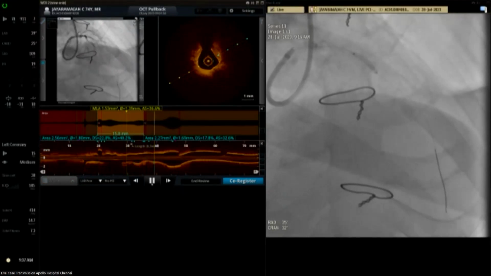Actually, rotablation, Refai, we should not move away from the case, otherwise you'll be in trouble. Sure. Anyway, so actually let me just go to the next picture.